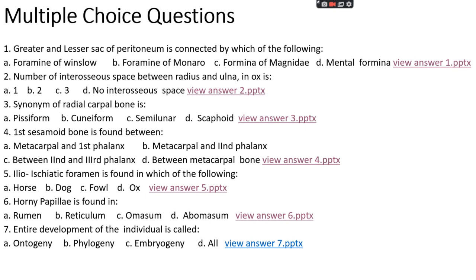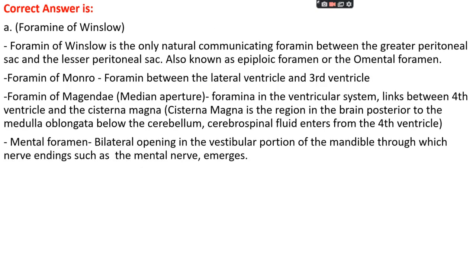Option A. Foramen of Winslow. Option B. Foramen of Monro. Option C. Foramen of Magendie. Option D. Mental foramen. The right answer is option A. That is the foramen of Winslow.